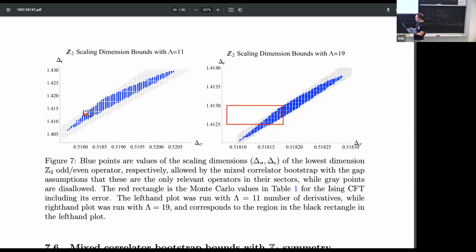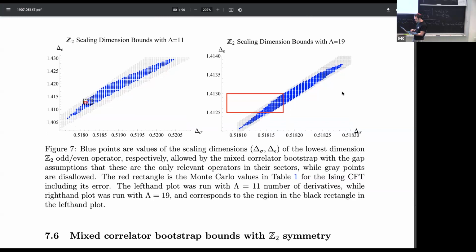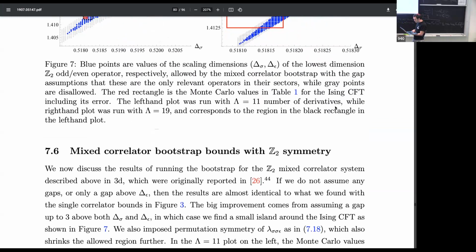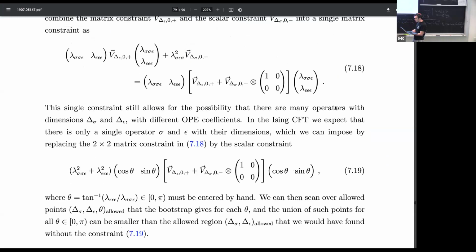Of course, since then, people have gone to much higher derivative order, and they've included other inputs, which have allowed the island to get much, much smaller, such that it's actually significantly smaller than Monte Carlo, and in fact, it's within the Monte Carlo box. But this is just a demonstration of what you could do using the things we discussed in this lecture.